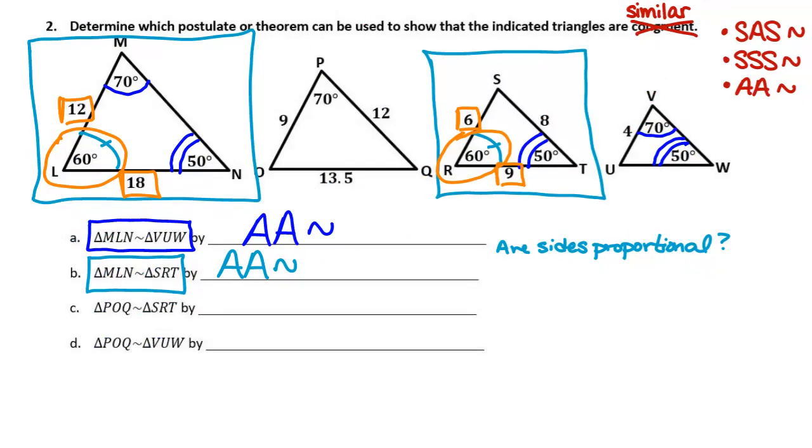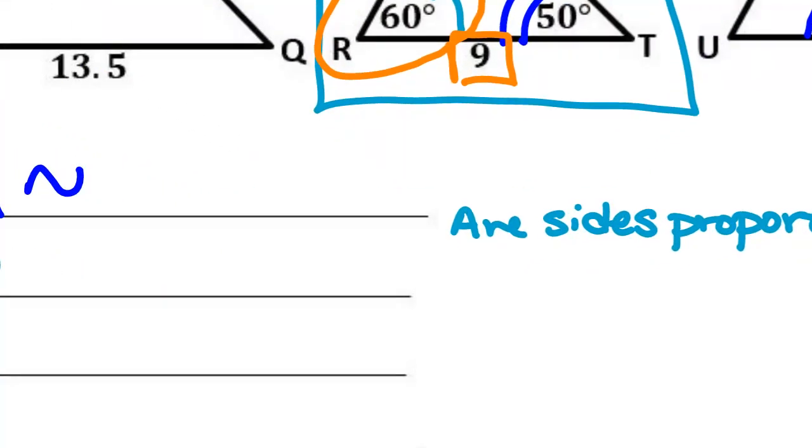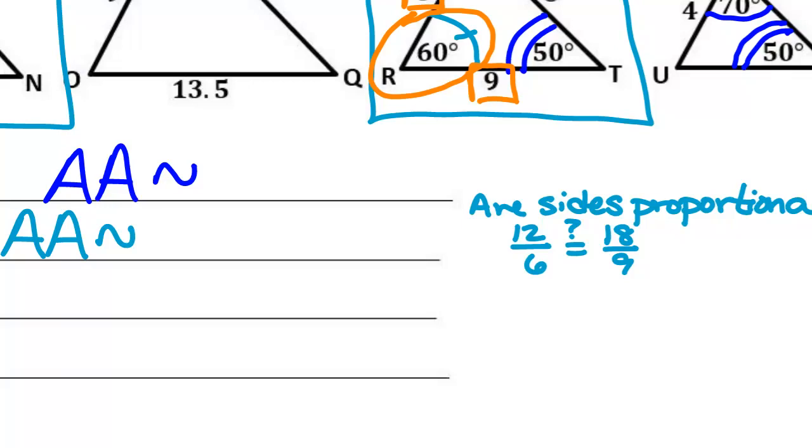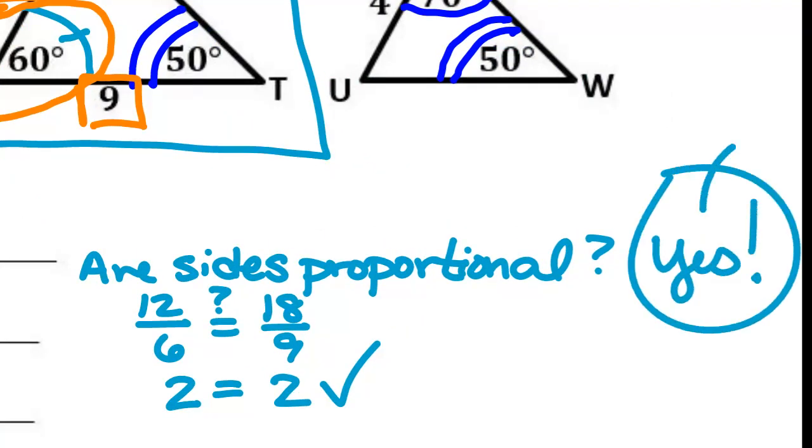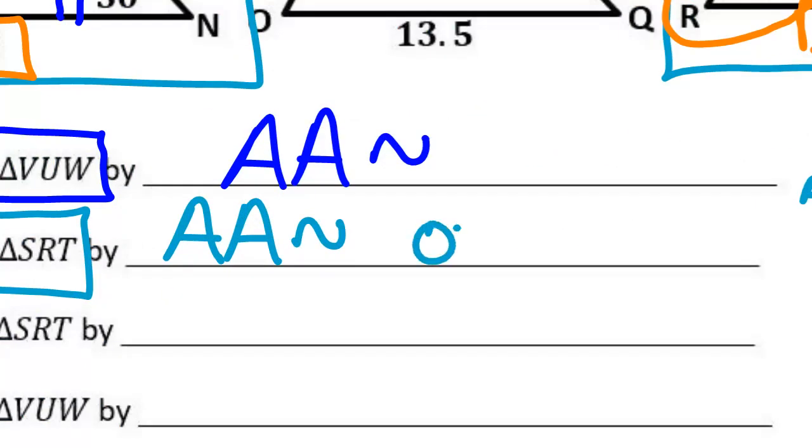What should you do if you check the first time and it doesn't work? Switch the denominators, try it again. Let's start with 12. What do you think 12 corresponds to? 12 over 6, is that equal to, what would my other fraction have to be? 18 over 9. What is 12 over 6? 2. 18 over 9? 2. My sides are proportional. So we could use angle, angle, or we could use side, angle, side similarity.